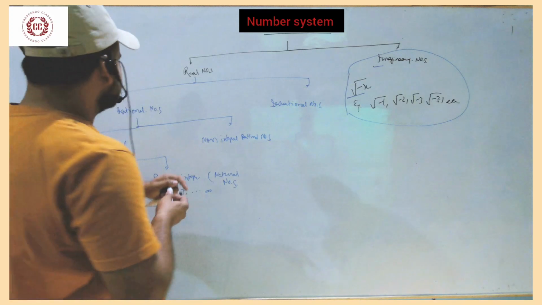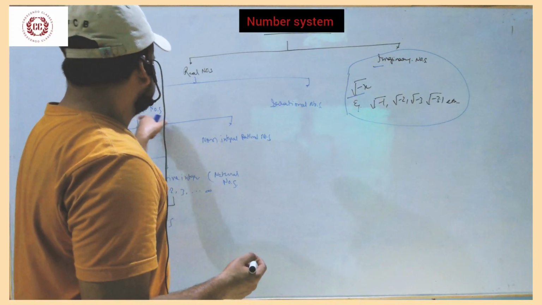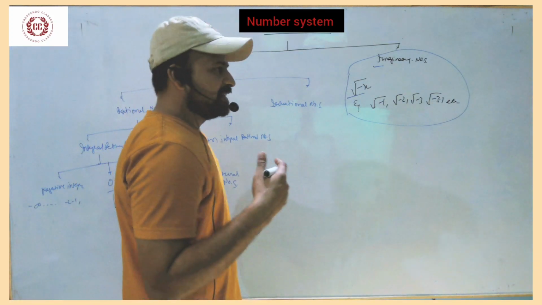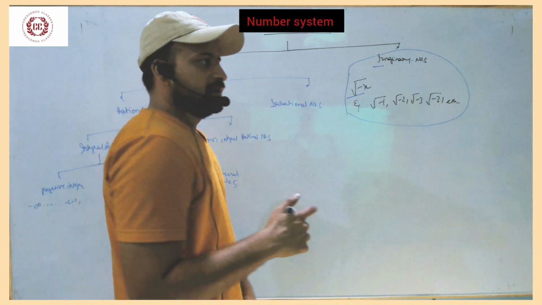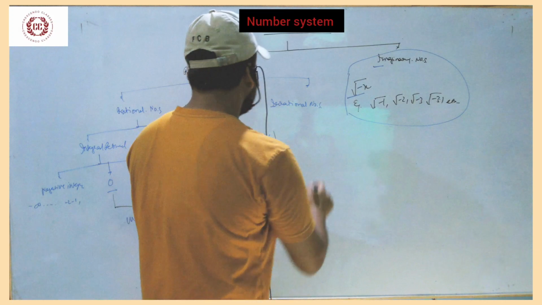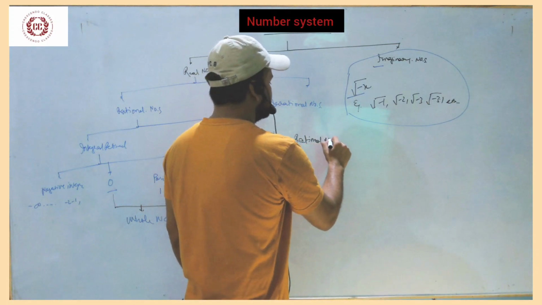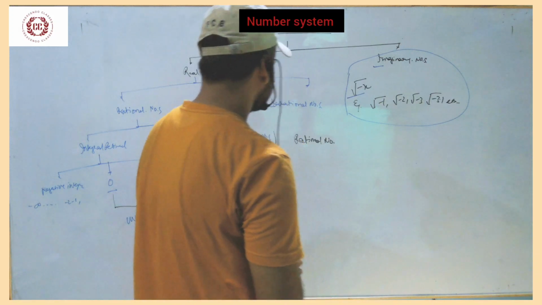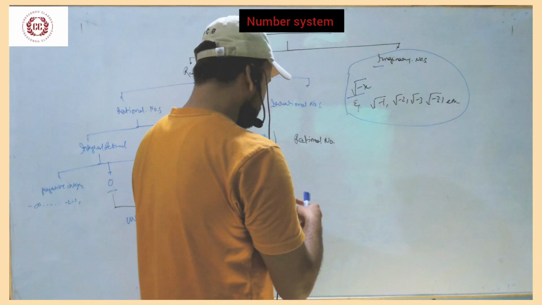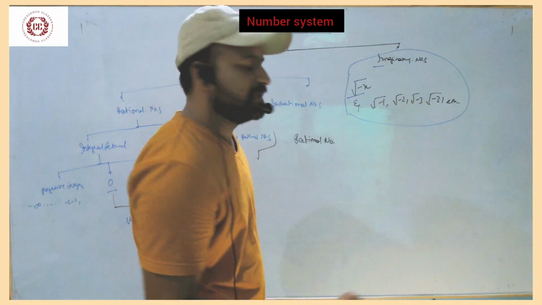So in this lecture, we will be studying rational numbers, their properties, their definition, how they can be solved, and other things about them. So we will be starting with rational numbers. Firstly, we will define rational numbers. What are rational numbers?